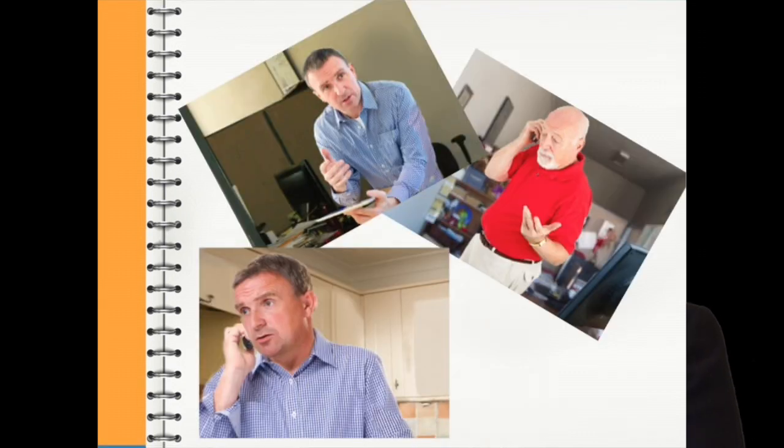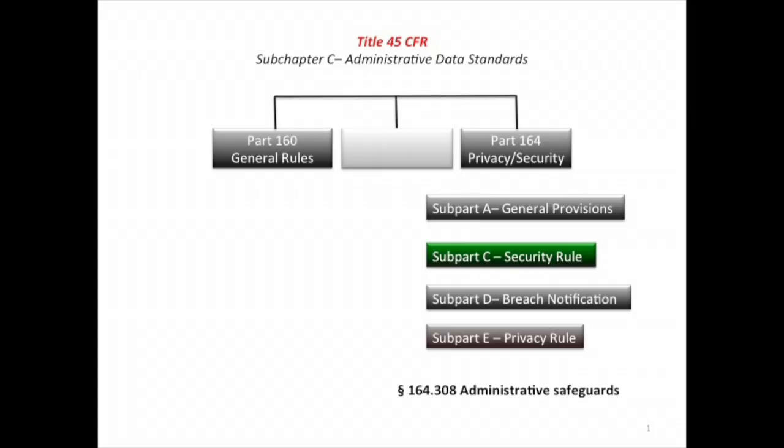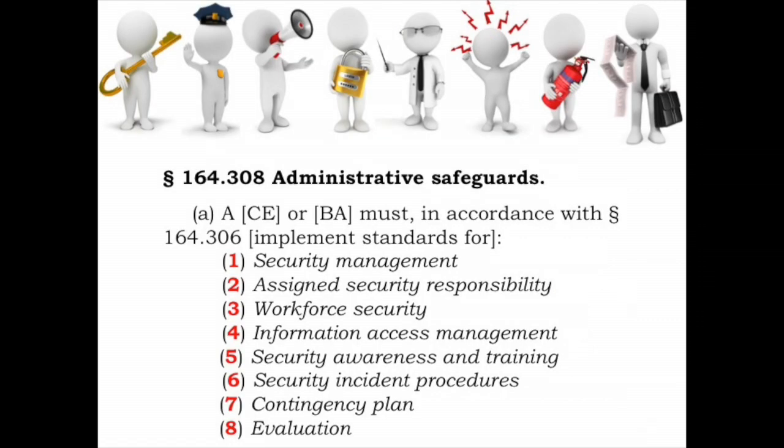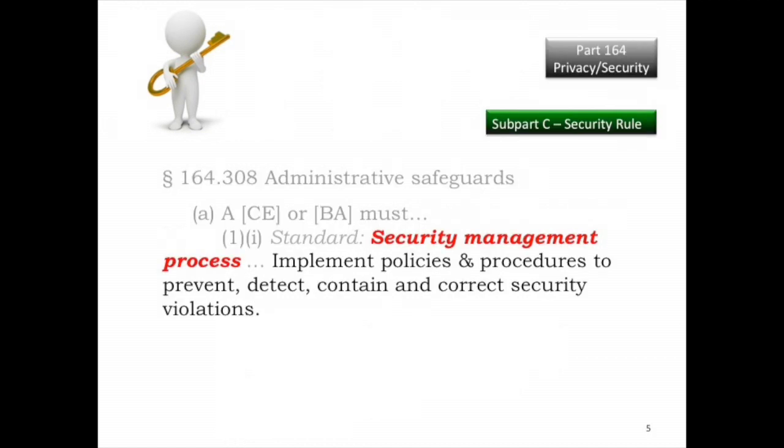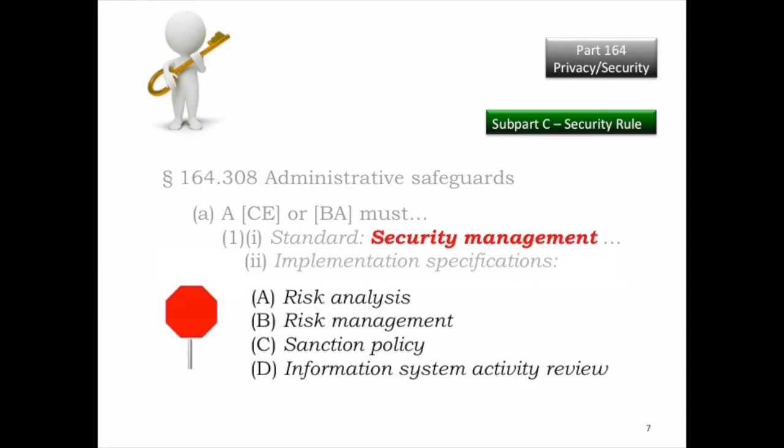This tutorial will cover administrative safeguards, the organizational plan to implement the security rule. Administrative safeguards are specified in Section 164.308 of the security rule. This section provides 8 administrative standards and a part on business associate contracts. The first standard, security management, requires policies and procedures to prevent, detect, contain, and correct security violations.